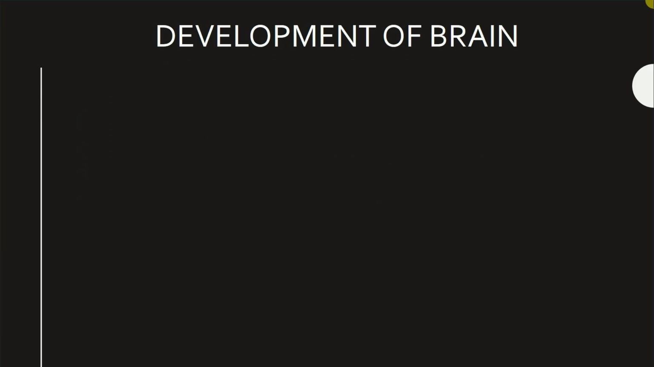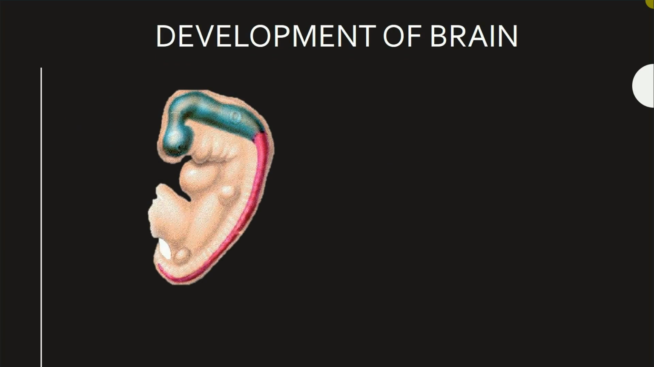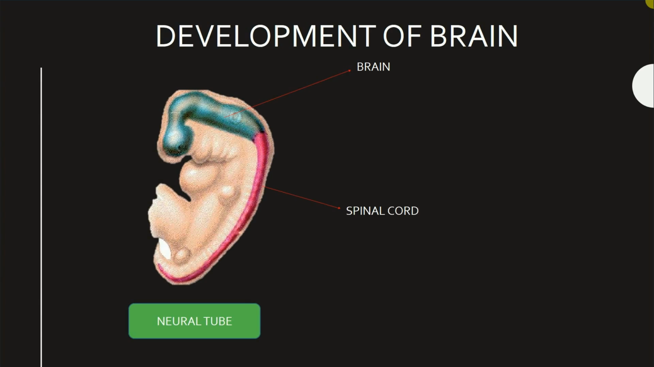Let's first look at how the brain develops during embryonic life. The brain develops from a structure known as the neural tube, which is responsible for the formation of both brain as well as the spinal cord. The neural tube is ectodermal in origin. The anterior portion of the neural tube forms the brain, whereas the posterior portion forms the spinal cord.